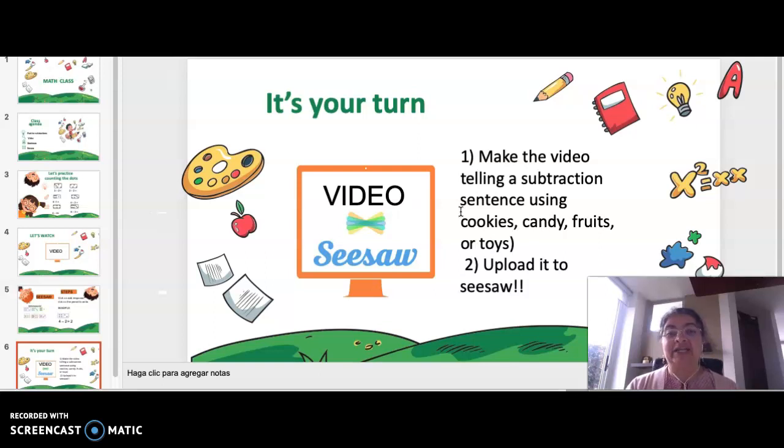Remember that you can write the numbers on little pieces of paper, and then you build the number sentence using numbers, symbols, and the result, okay? The difference. Good. So, people, go ahead.